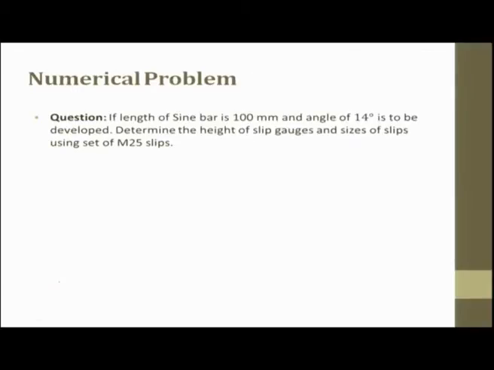Now let us try to solve a numerical in the sine bar. If the length of a sine bar is 100 millimeter and an angle of 14 degrees is to be developed, determine the height of the slip gauge and the size of the slips using a set of M25 slips. We have studied that. So what is the given data? Given data is theta equal to 14 degrees, and L, the length between the rollers, is 100 millimeter.